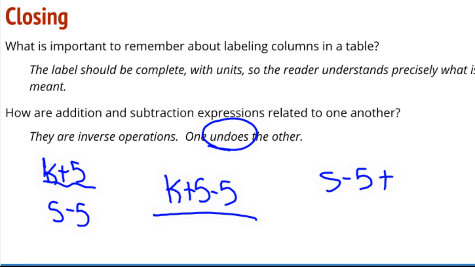If we subtract 5, we can add 5 and we're right back where we started. If we add 5, we can subtract 5. We're right back where we started. This is what it means when they undo each other.